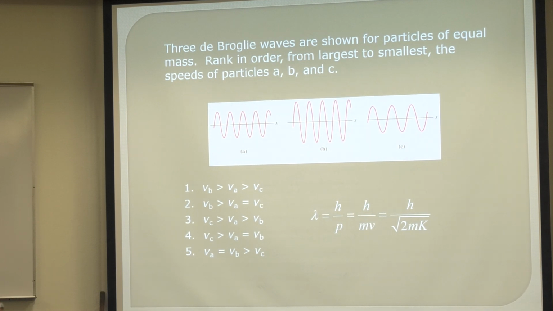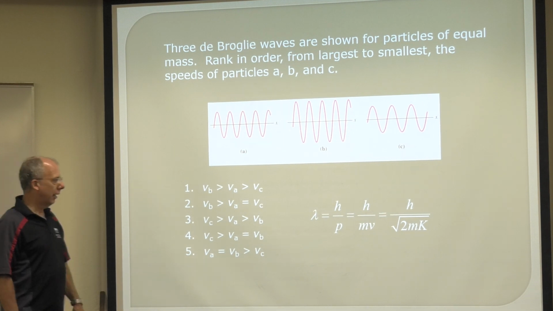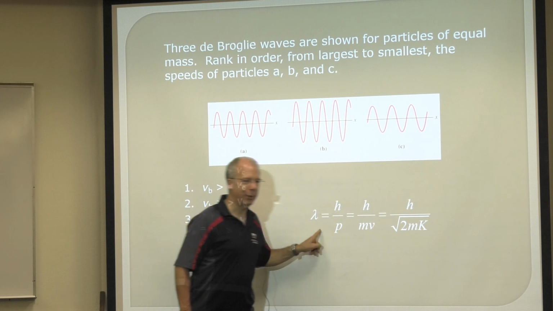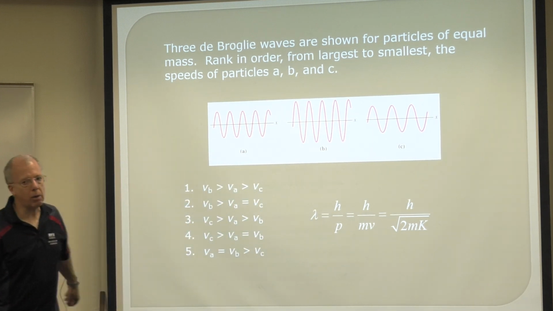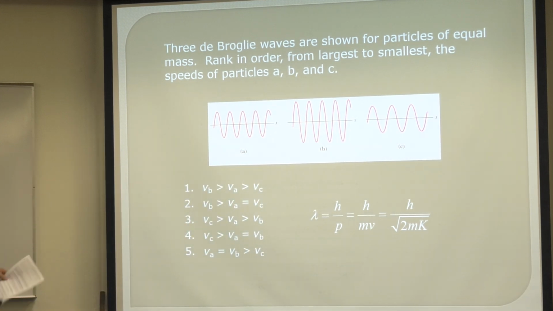Okay, so here's a question for you. So we have 3 de Broglie waves shown for particles of equal mass. That's important, equal mass. Rank in order from largest to smallest the speeds of particles A, B, and C. And, you know, obviously, you're going to use that. So pause your video and figure it out.